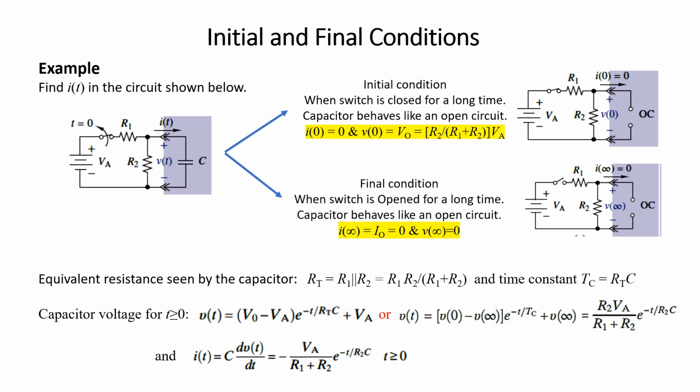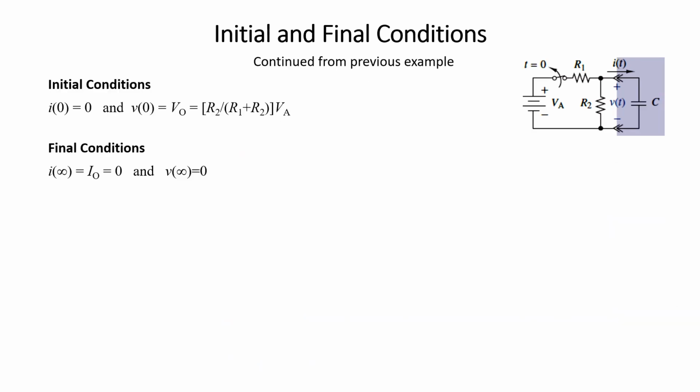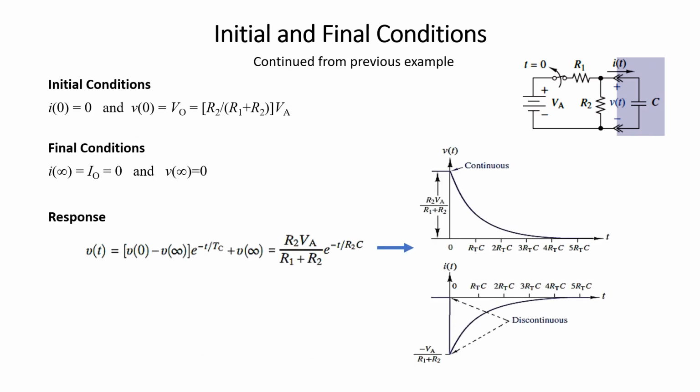Knowing the capacitor voltage, which is the state variable related to the capacitor, we can find the capacitor current. Knowing the capacitor current, we can find the remaining currents and voltages. Initial and final condition continued. The initial conditions are the same, and the final condition, go through this, and the response is over here.